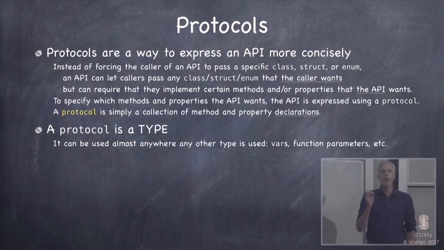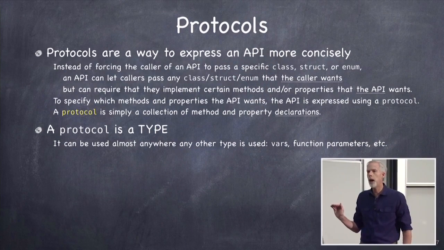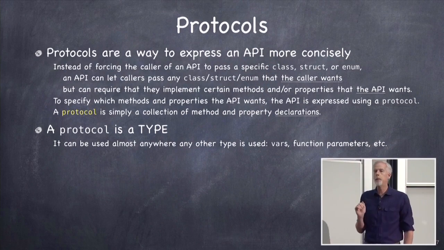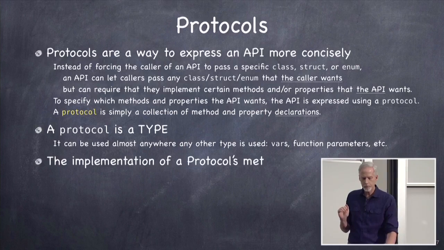So a protocol is just a collection of method and property declarations. That's what a protocol is. But a protocol is a type. It's a full-fledged type. It serves any place you can use a type, like a float, you can use a type that's a protocol. Okay? Protocols are first-class types, absolutely first-class types.